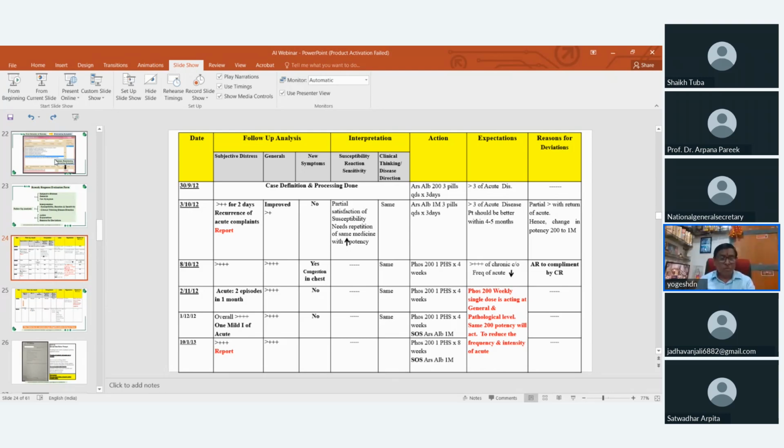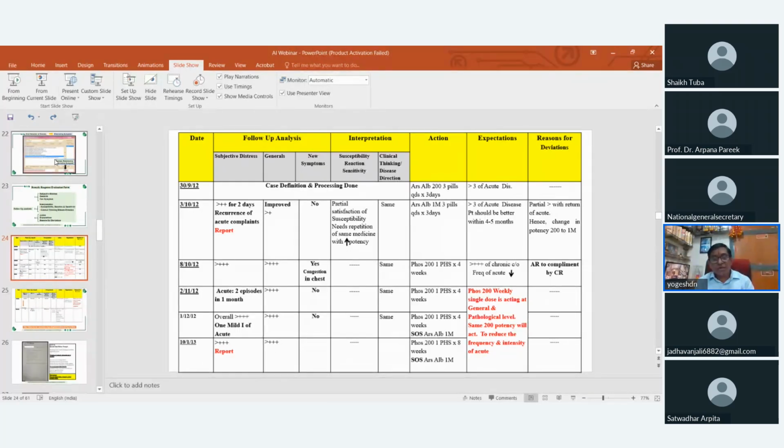Patient came after 1 month, approximately 3 weeks we can say. She had 2 acute episodes in this gap of 3 weeks. Earlier, if you go back to the chronic presentation, the frequency was continuous, and here we are able to find out that she has only 2 episodes. Generals remain same, better. The congestion in chest had gone. There is no congestion now.